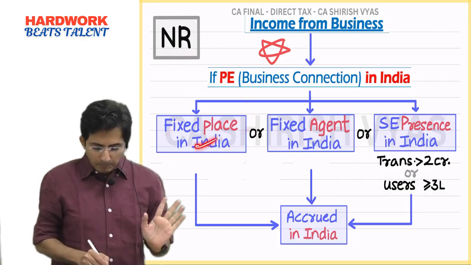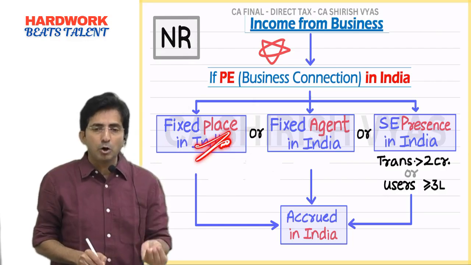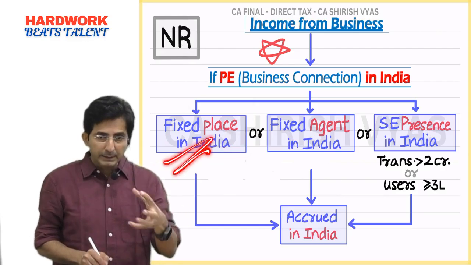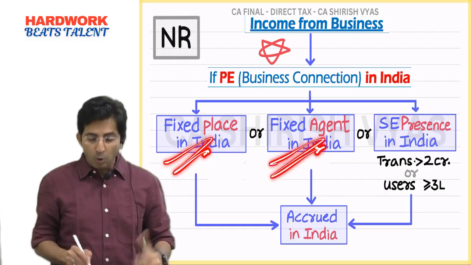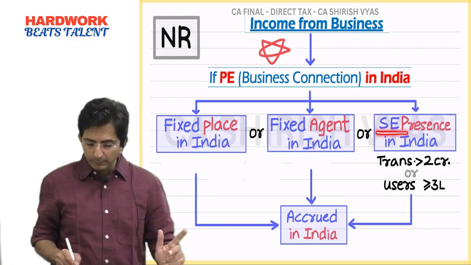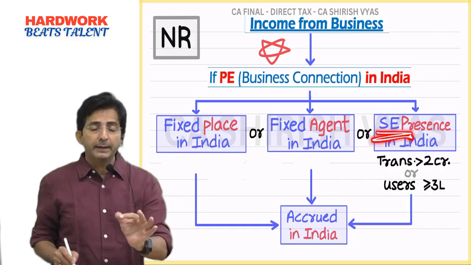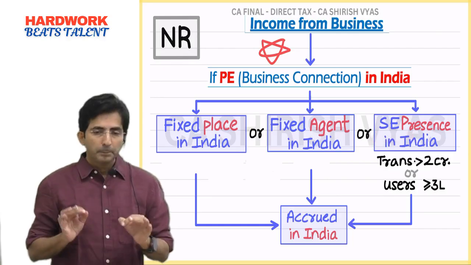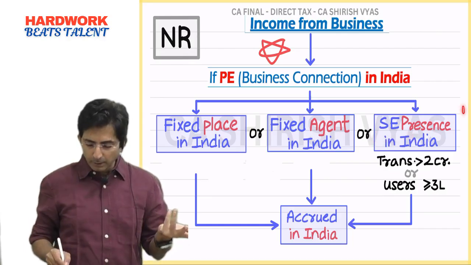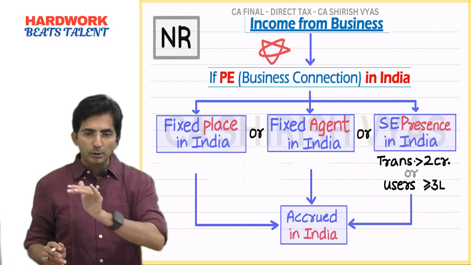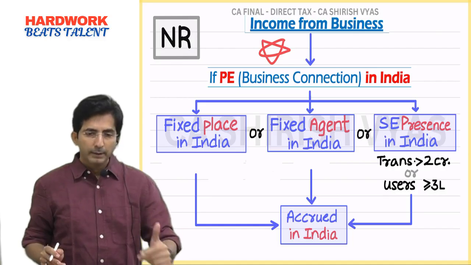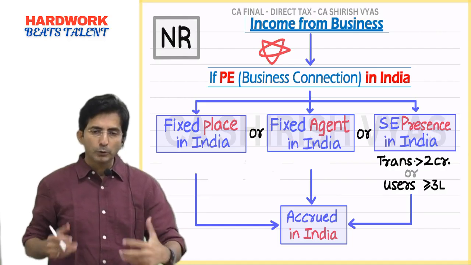a place. Place can be what? Branch, shop, anything. Either a physical place in India, or an agent in India, or, what is the full form of this, significant economic presence in India. What is the meaning of significant economic presence? With India you did transactions of more than 2 crores, or in India you have got followers or users.